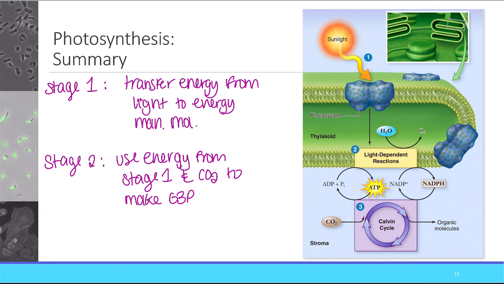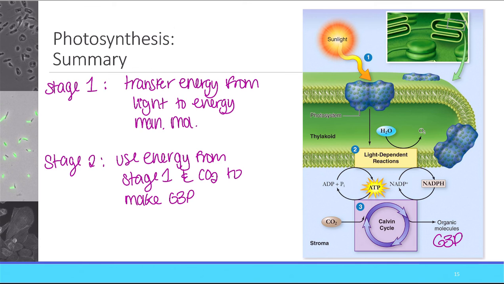The reason that I like this image is because it shows us how stage 1 and stage 2 are connected. Here in the light-dependent reactions, here's our NADPH that was reduced, and here's our ATP that is made through chemiosmosis. And here in the Calvin cycle, or stage 2, we use this ATP and this NADPH, so the energy stored in those chemical bonds is used along with CO2 to make these organic molecules, which of course is our G3P that can then be used to make glucose.